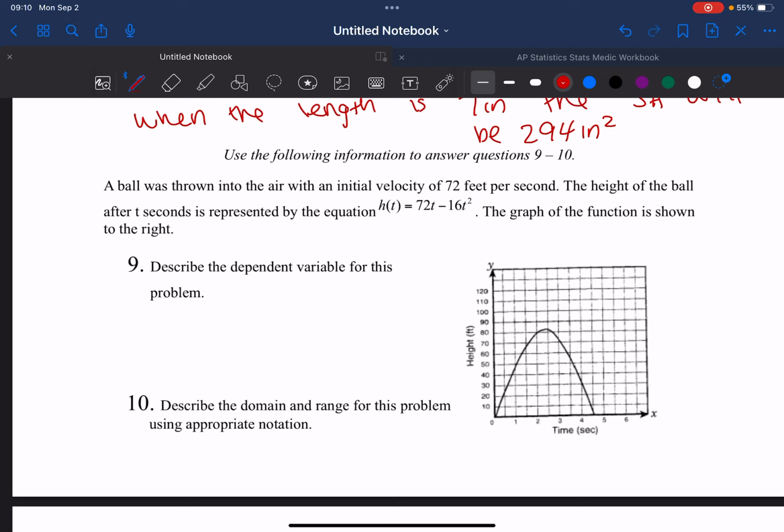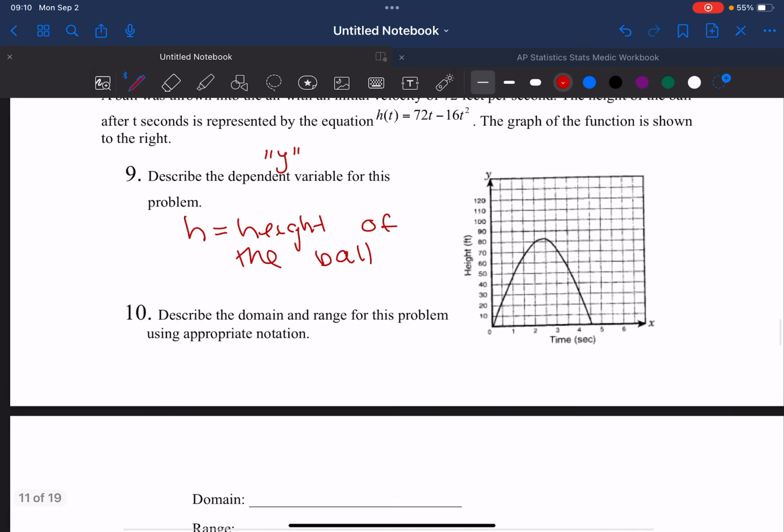So first it wants us to describe the dependent variable. Okay, the dependent variable is our y, quote unquote y. And if we were to look at this graph, our y-axis is always the axis that's on the left. So in our case, that is height. So our dependent variable is h, the height of the ball.